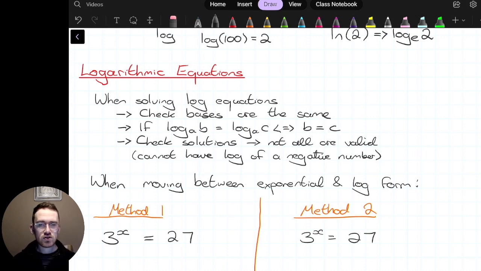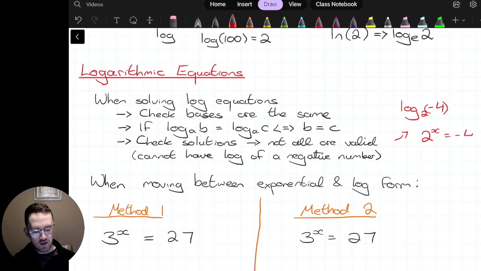So not all our solutions are valid. We cannot have the log of a negative number. And we might think about what that means for a second. What we mean by that is, for example, we cannot have log to the base 2 of minus 4. And if we convert that to our exponential form, what we're saying is that 2 to the power of something is minus 4. And there's no way that we can have that.